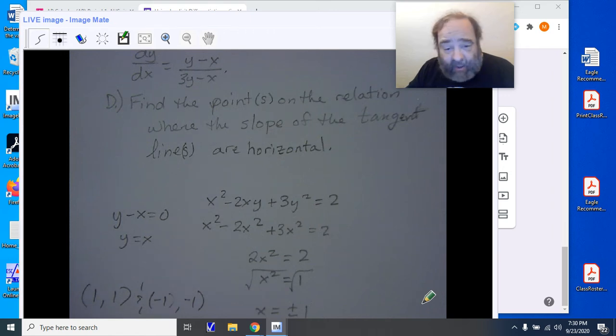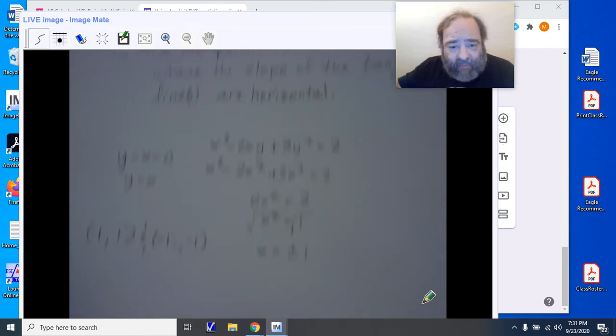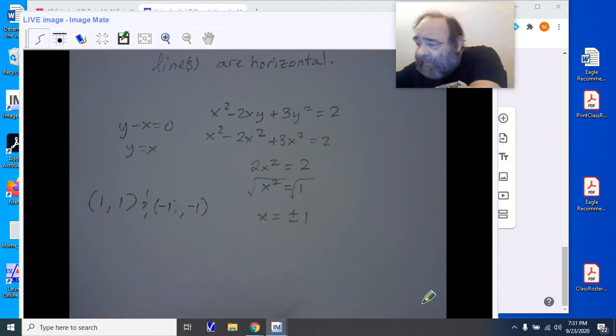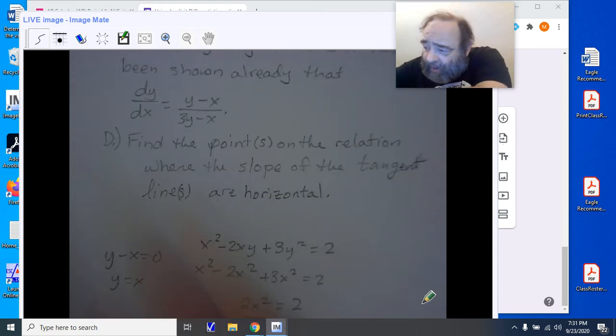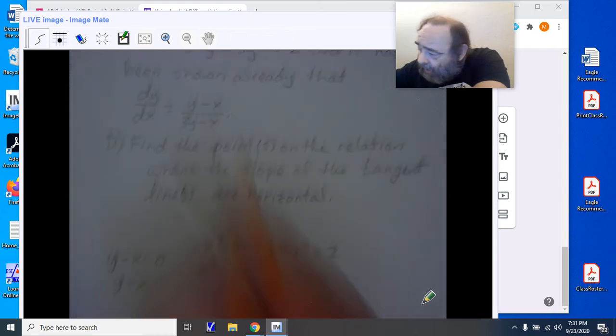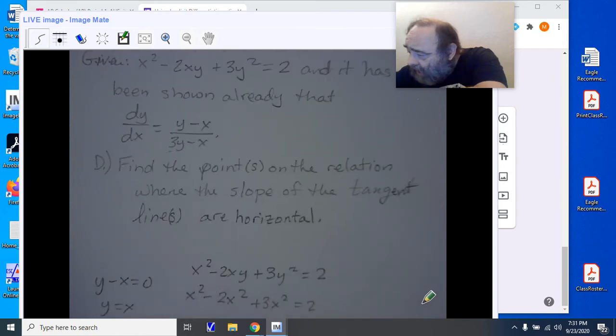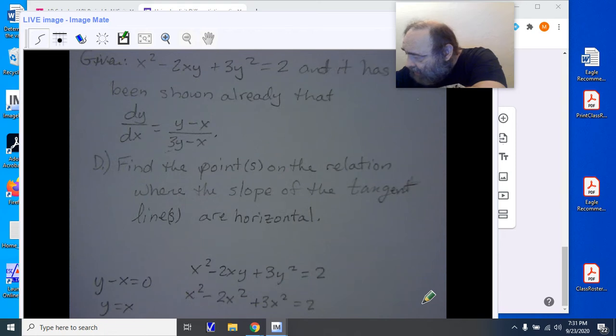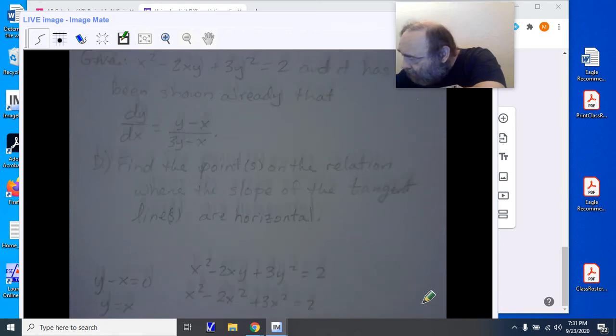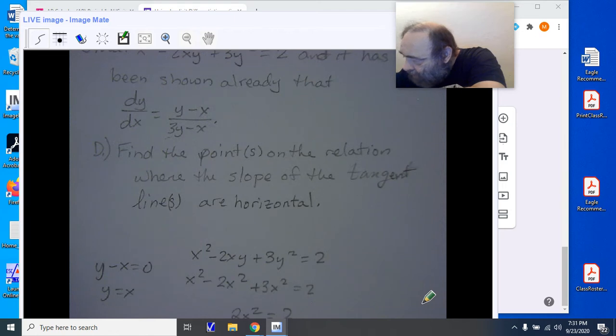I suppose I can go a little bit further. Let's do one more thing. What happens if I'm trying to find the vertical? If I'm trying to find the vertical, I'd now use the denominator, and I would have 3y equals x. Wherever I see an x, I'm going to put a 3y. So (3y) squared, minus 2 times 3y times y, plus 3y squared equals 2. I get 9y squared minus 6y squared plus 3y squared equals 2.